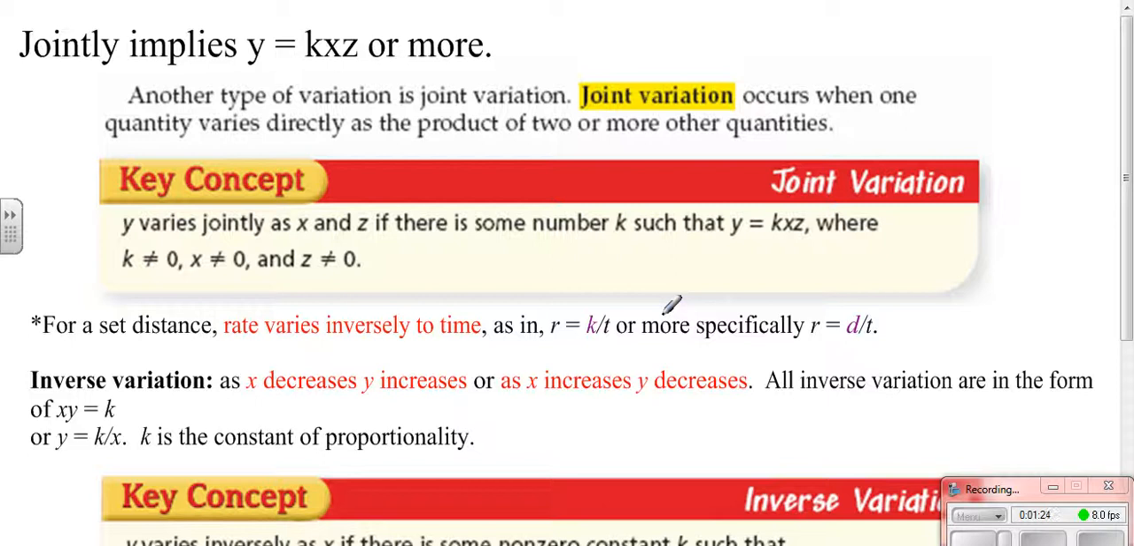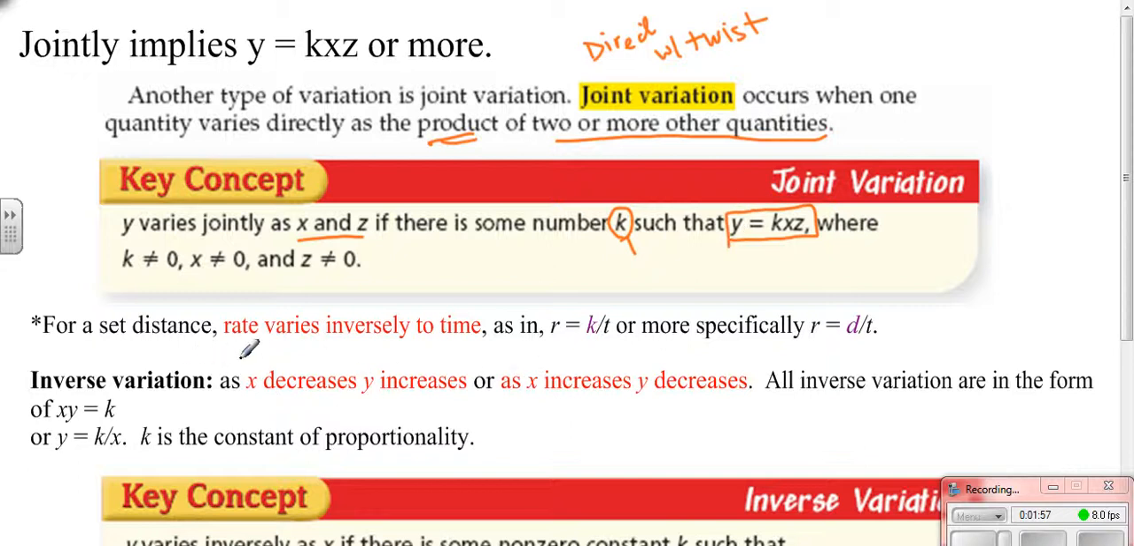Another type of variation is joint variation. It occurs when one quantity varies directly as the product of two or more other quantities. So it's a direct variation with a twist. Okay, so y is going to vary jointly as x and z, there's my 2, if there's some number k that's still a constant, such that this multiplication problem is true.